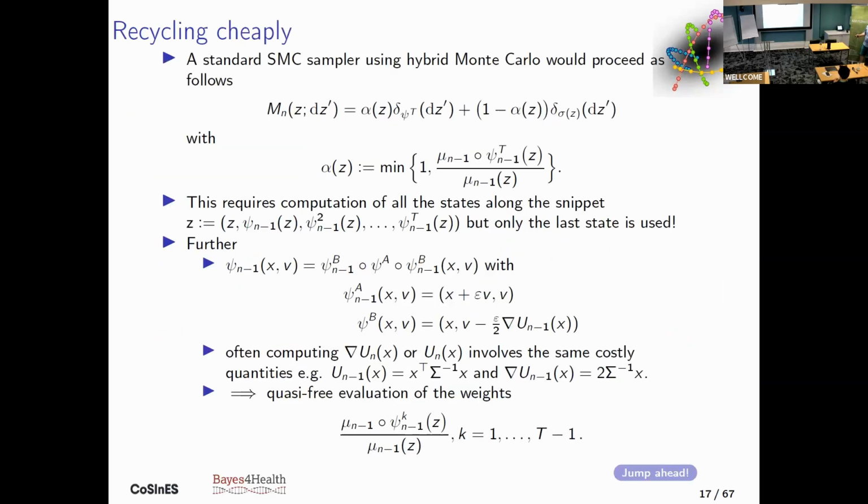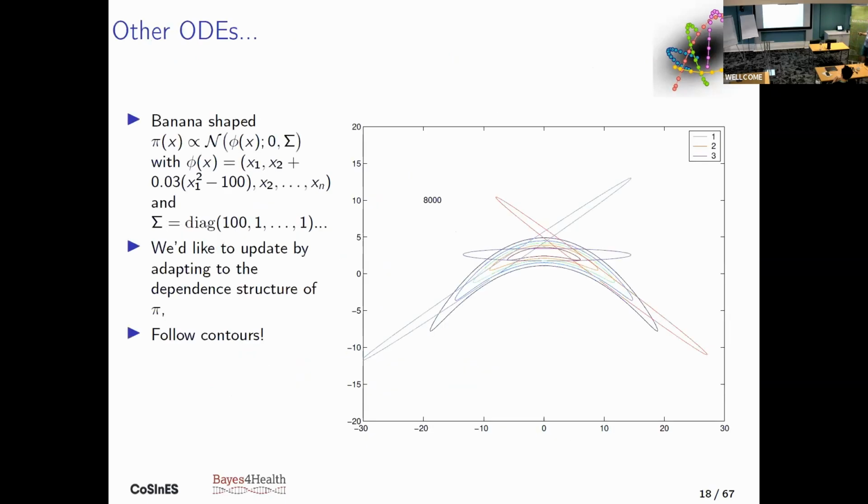Okay, so before moving to the snippets, now we've got all the ingredients. I just want to show you one picture to point out that everything I've said actually could be useful in very different scenarios. So imagine your target distribution. Don't worry about these Gaussians here, but just focus on the banana-shaped distribution. And let's say you want to sample from this distribution using a local algorithm with local updates.